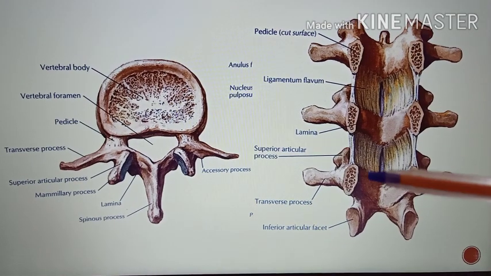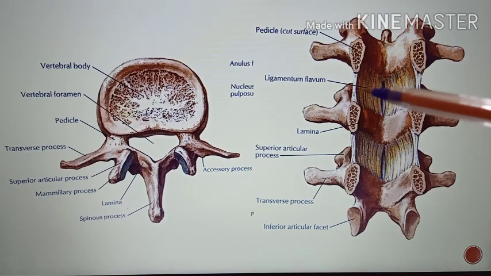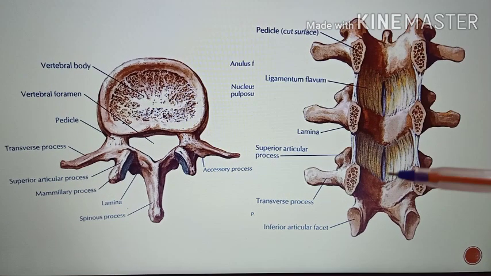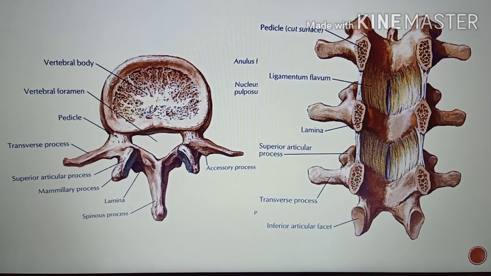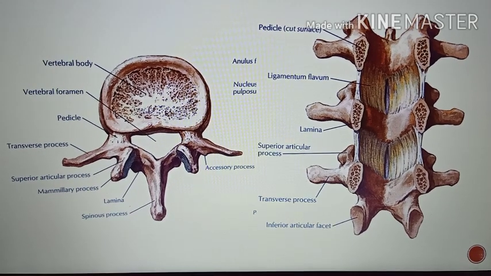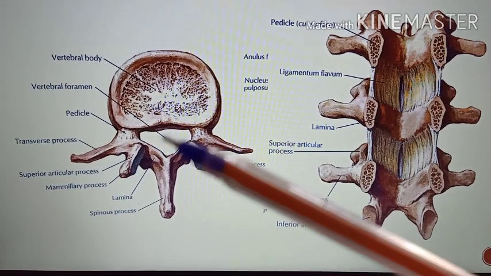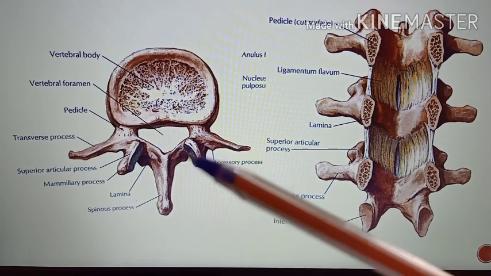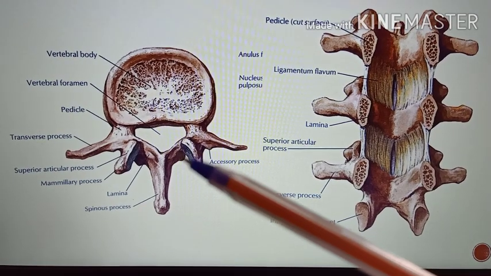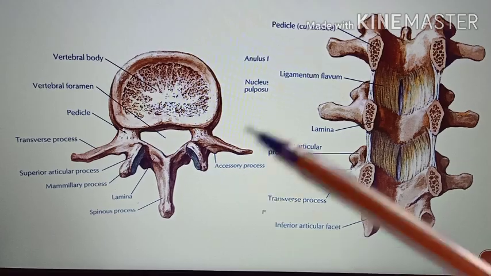So here in this picture you can see the ligamentum flavum, which is attached to the laminae. Then the posterior surface of the laminae gives attachment to the deep muscles of the back. So this is the posterior surface of the laminae, and here the deep muscles of the back will be attached.